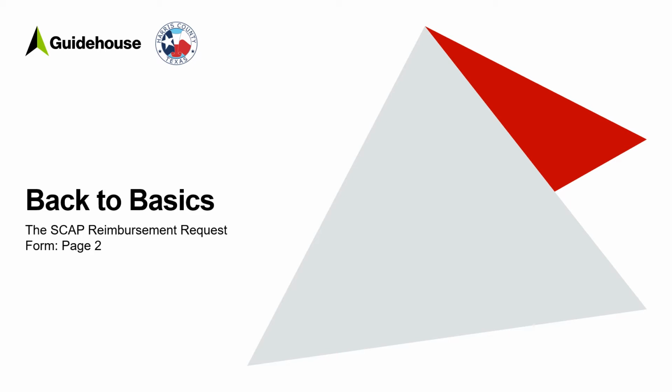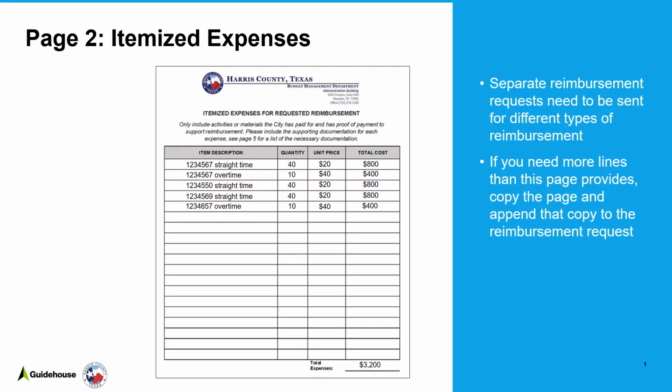This video will discuss how to complete page 2 of the reimbursement request form, the itemized list of expenses. There are 2 videos on this topic. In this video, we will show an example of a payroll reimbursement request. Each reimbursement request form should be for only one type of expense.